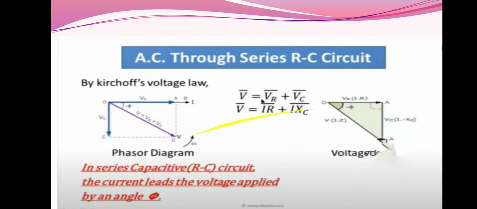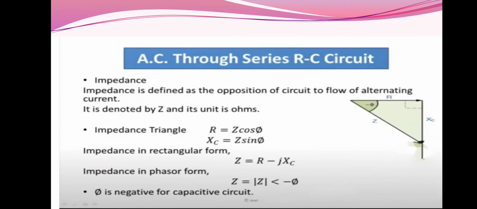Here we have shown R, XC and Z, the impedance triangle. R equal to Z cos phi, XC equal to Z sin phi. In rectangular form, Z equal to R minus jXC. Minus means it is in the negative direction, that's why we have written minus jXC. Impedance in polar form, that is the magnitude of Z, the square root of R square plus XC square, at an angle minus phi. Phi is negative for a capacitive circuit.